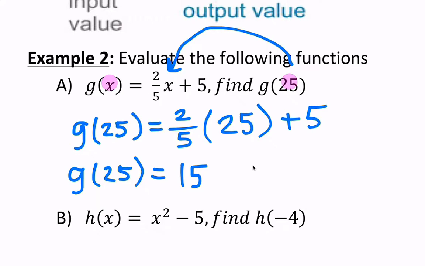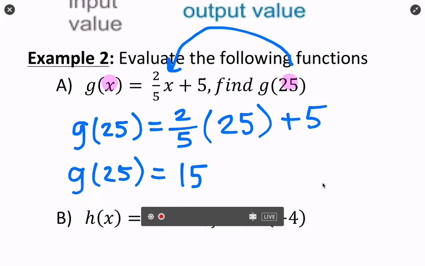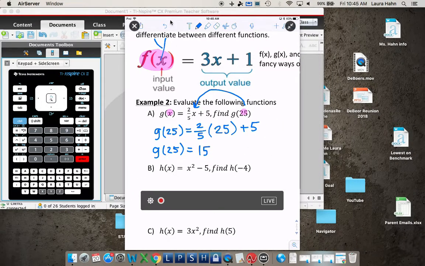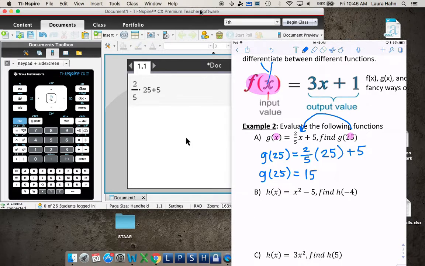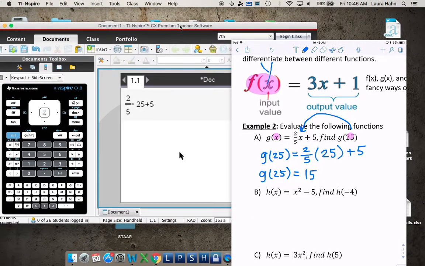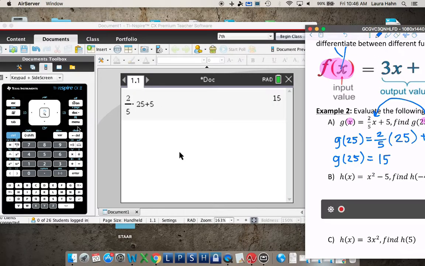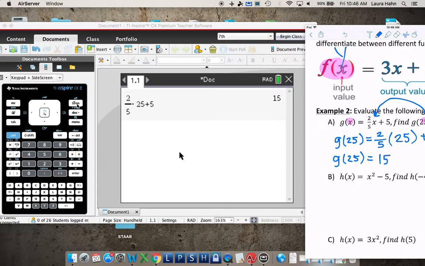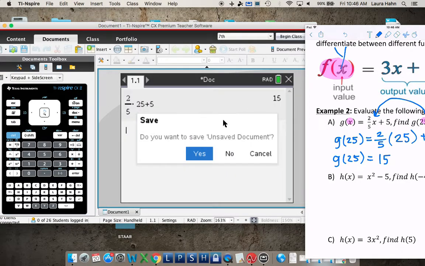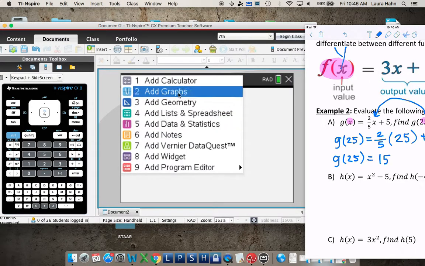All right, now I'm going to show you how to do it using the graph. Leave that over there for now. Okay, so if you're going to graph, always go to the home screen, always click a new document, never save. Okay, we're going to go to a graph.